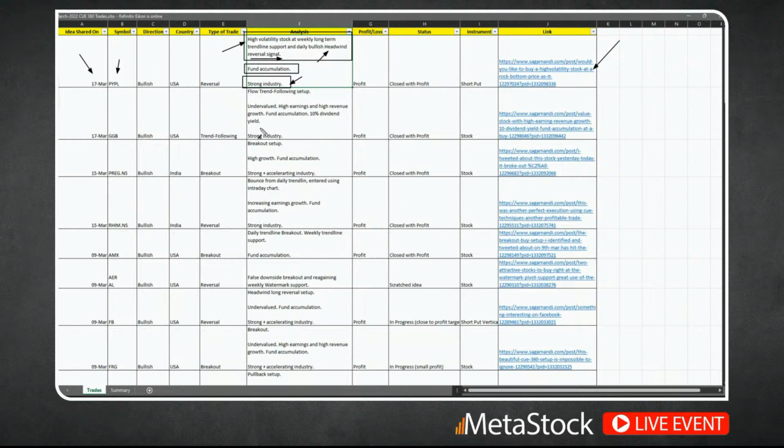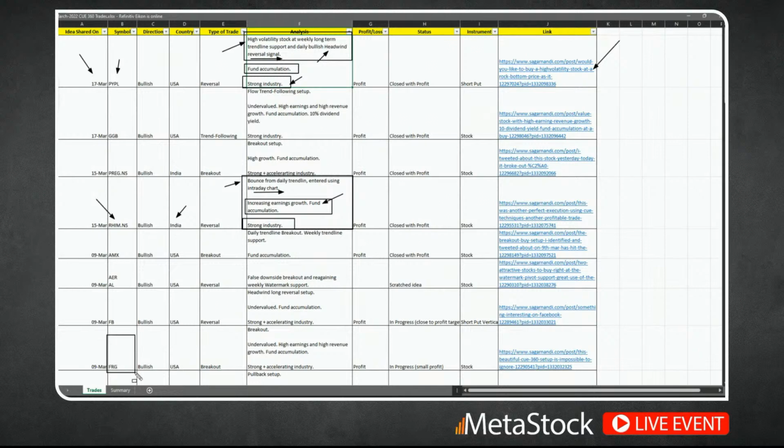But I want to show you the similarity between all the trades. Let's take randomly another one. RHIM in India market. Let's look at the analysis. Bounce from daily trend line, introducing intraday chart. That's technical analysis. It has increasing earnings growth and fund accumulation. That's fundamentals. Industry strong. Let's go down.